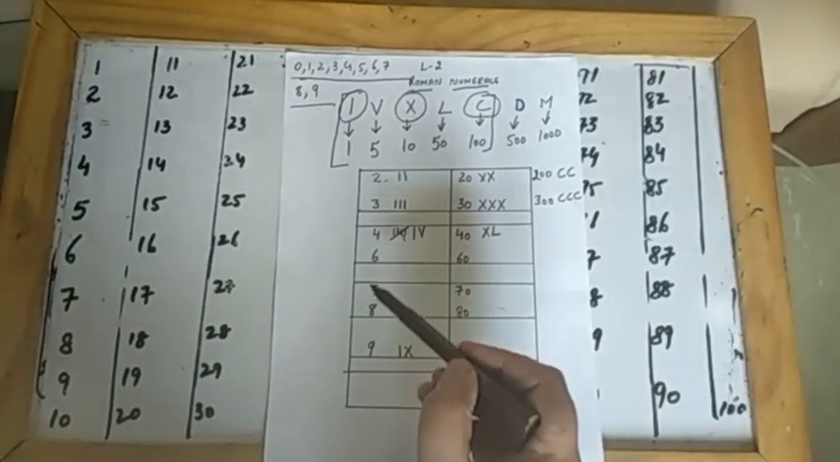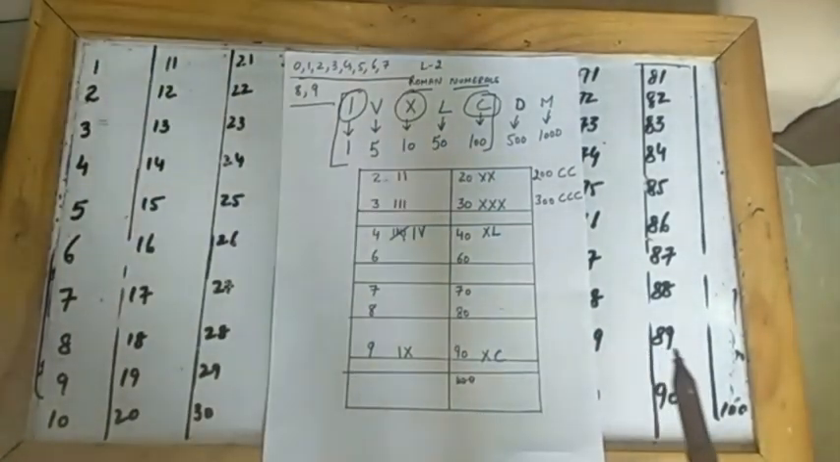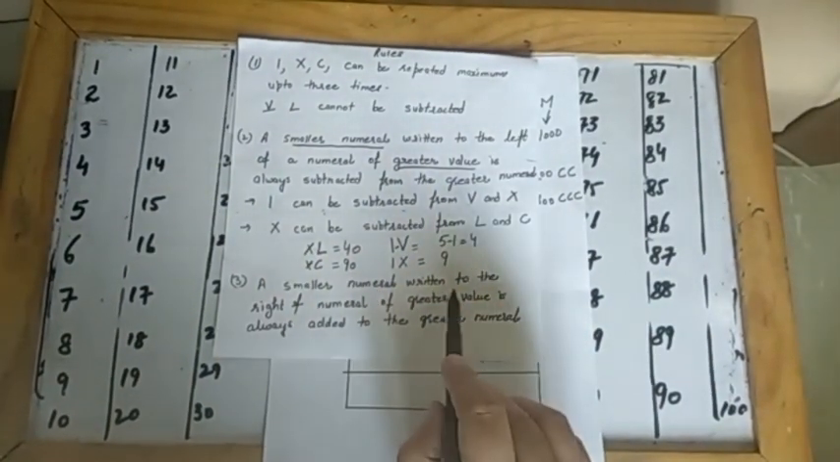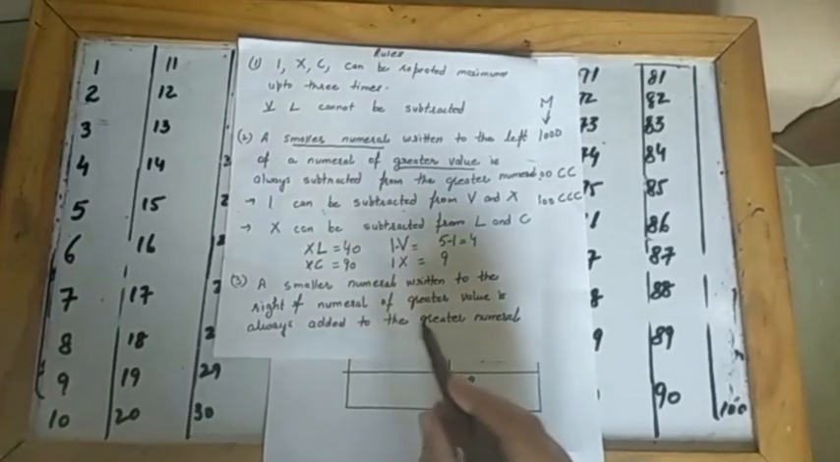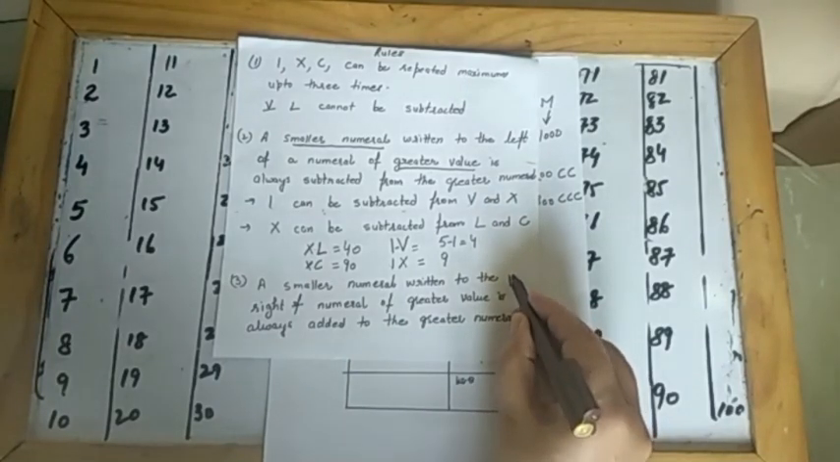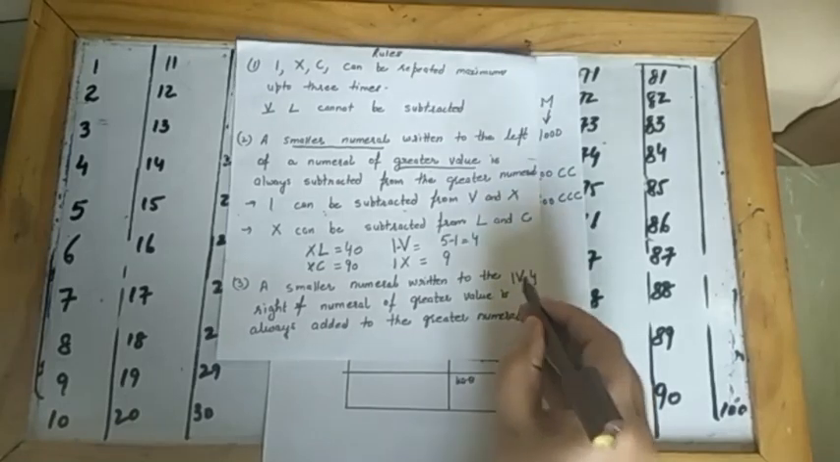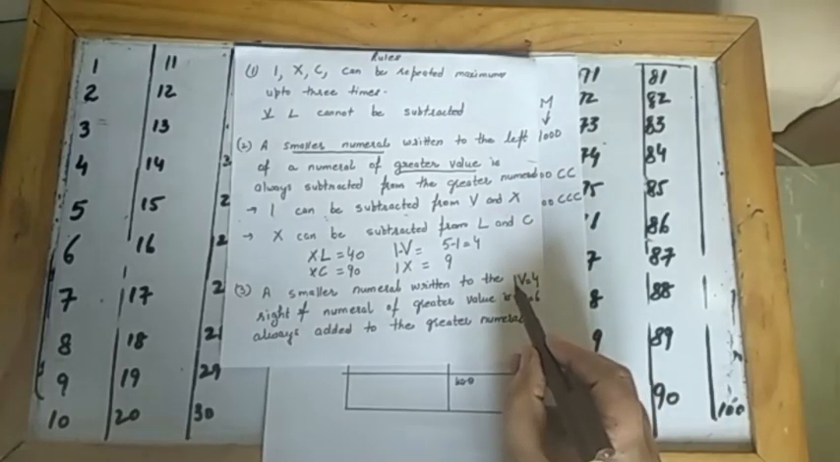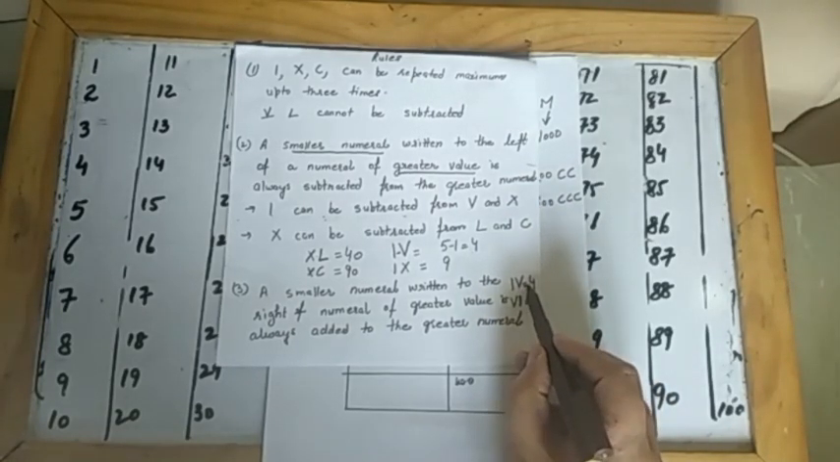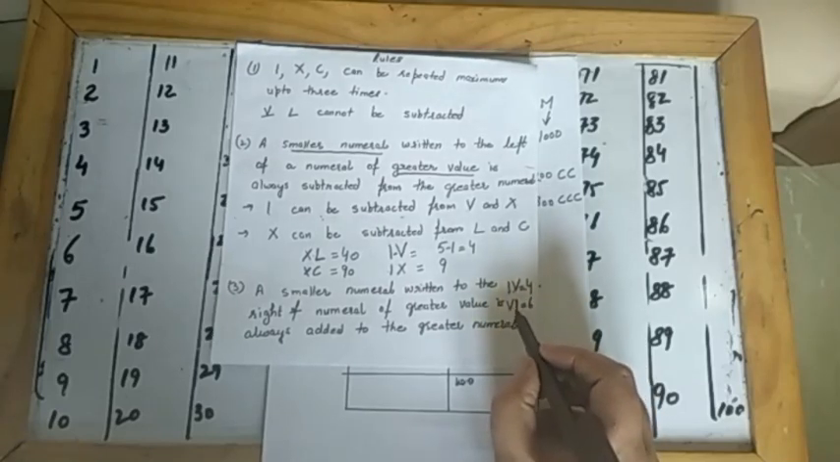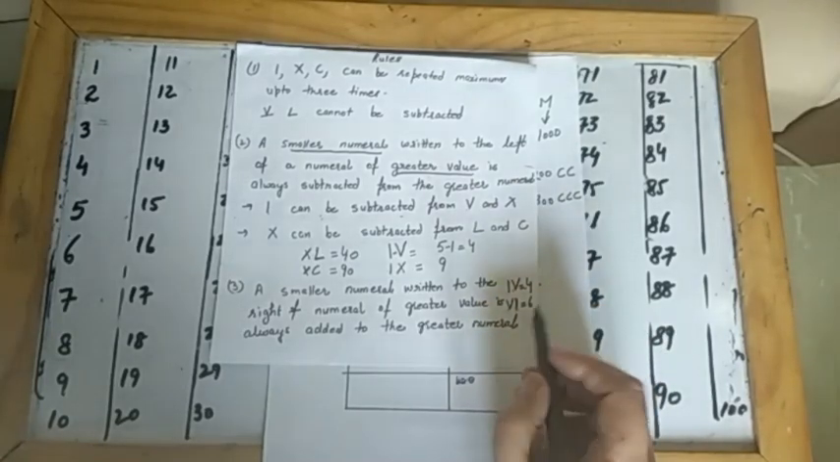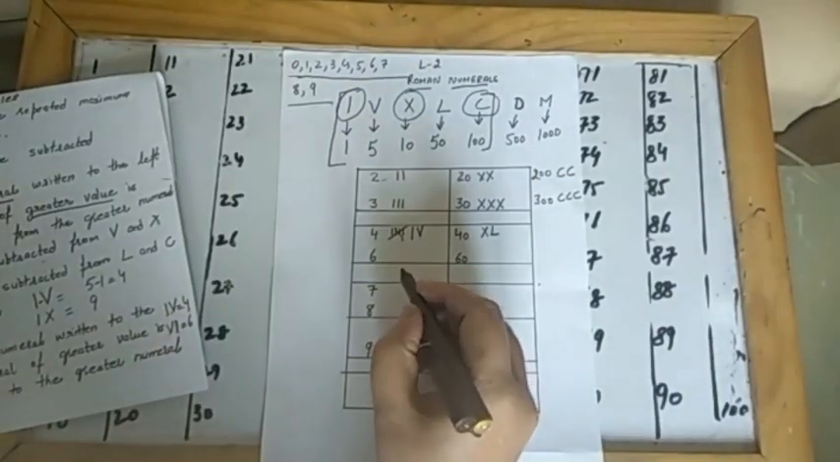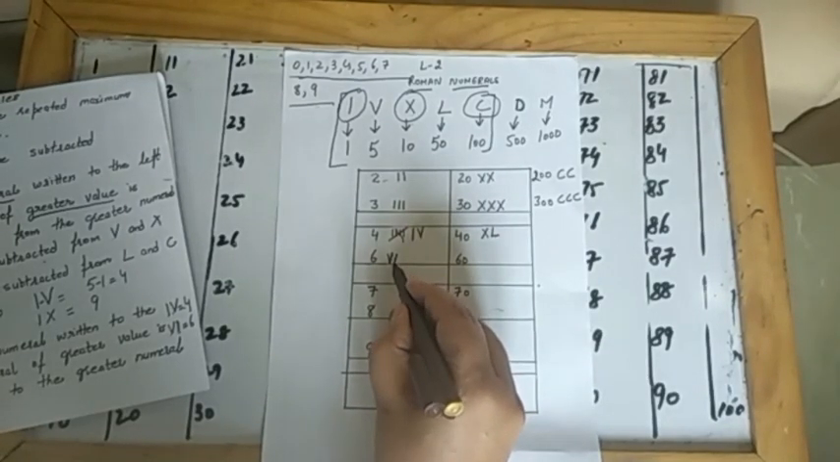Now how to form 6, 7, 8. So we come to the next rule, which says a smaller numeral written to the right of a numeral of greater value is always added to the greater numeral. Like when I wrote a smaller numeral at the back of a bigger numeral, it gets subtracted. But if I write a smaller numeral in front, to the right of the bigger numeral, it gets added. 5 plus 1, 6. So this is how I will write 6.